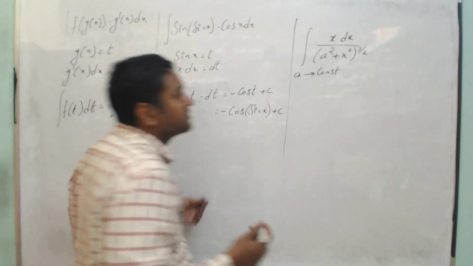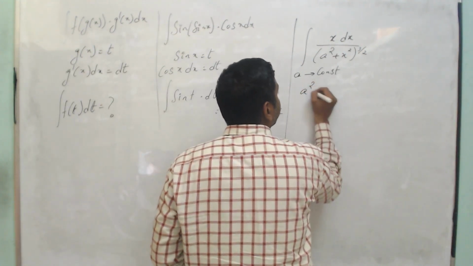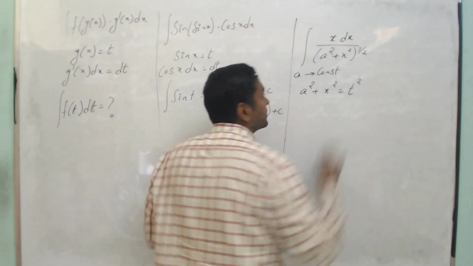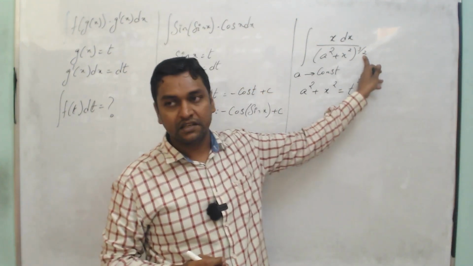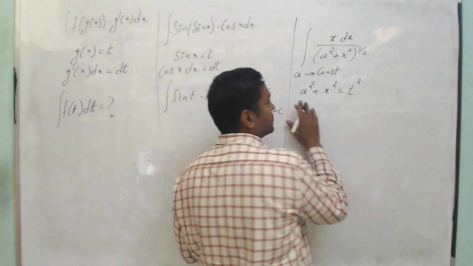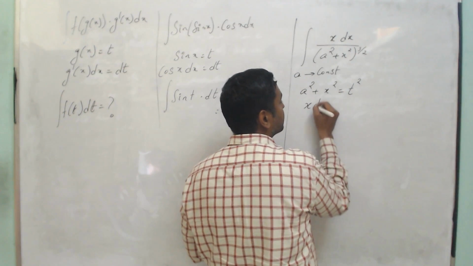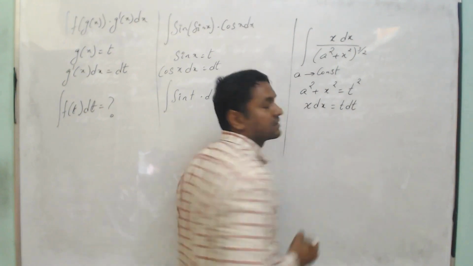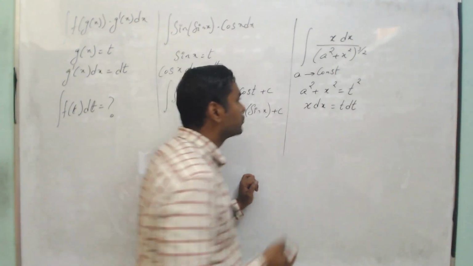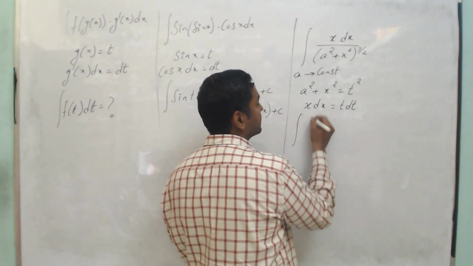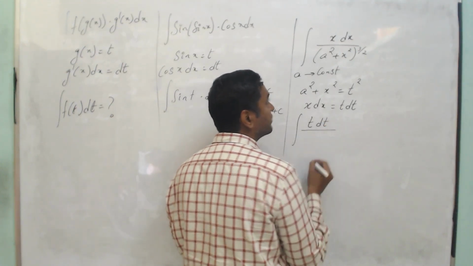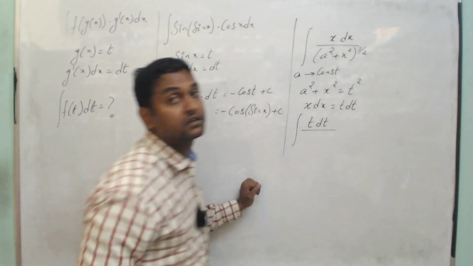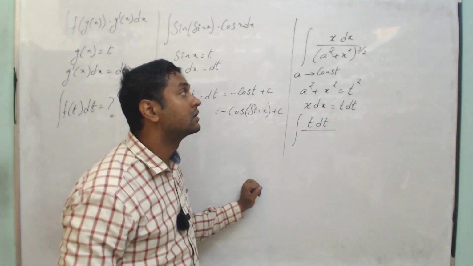But anyways, simply how will I solve this? I will say a square plus x square, instead of saying t, I will say t square, because 3 by 2 is there here, right? Now, whenever we substitute, we differentiate. When we differentiate, 2 will get cancelled both sides. I will get this, correct? Yes, sir. So my question eventually will be x dx is nothing but t dt divided by t square to the power 3 by 2, which is t cube.